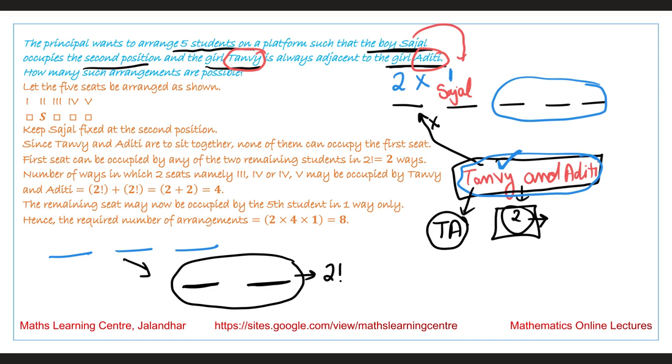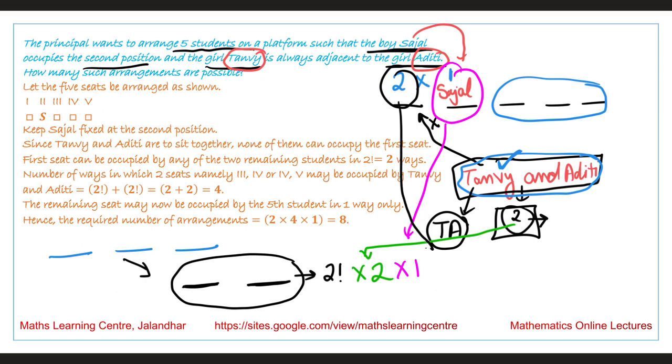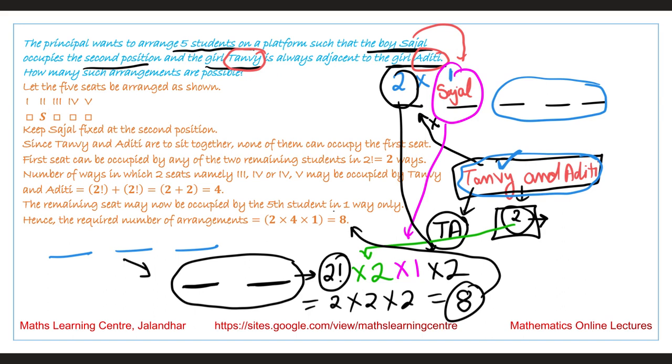Tanvi and Aditi themselves can be arranged in 2 ways. The second position can be filled in 1 way, and the first position can be filled in 2 ways. So the answer we obtain is 2 into 2 into 2, that is equal to 8. So the number of ways is 8.